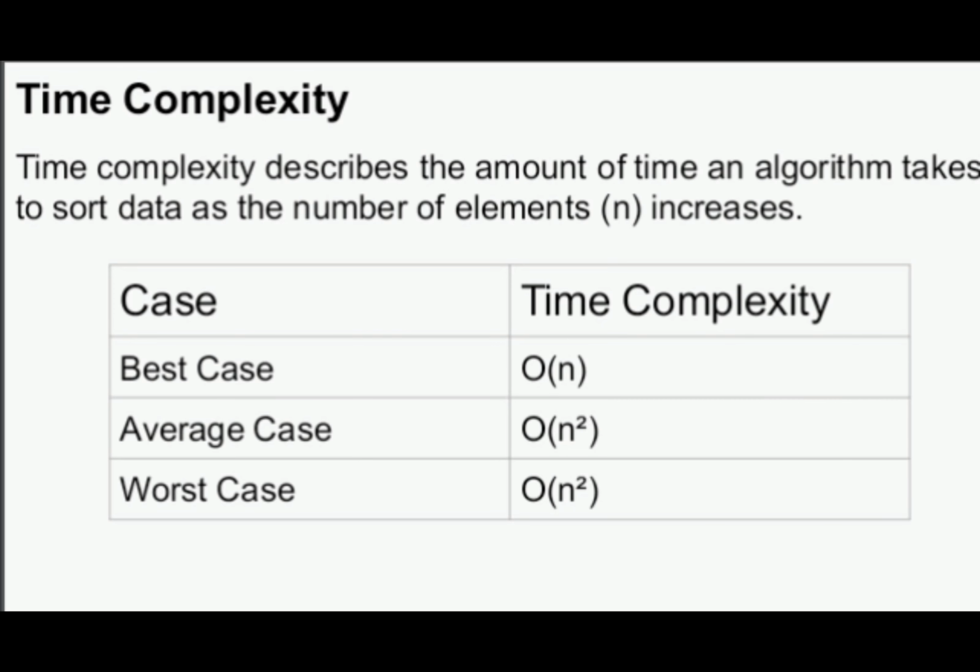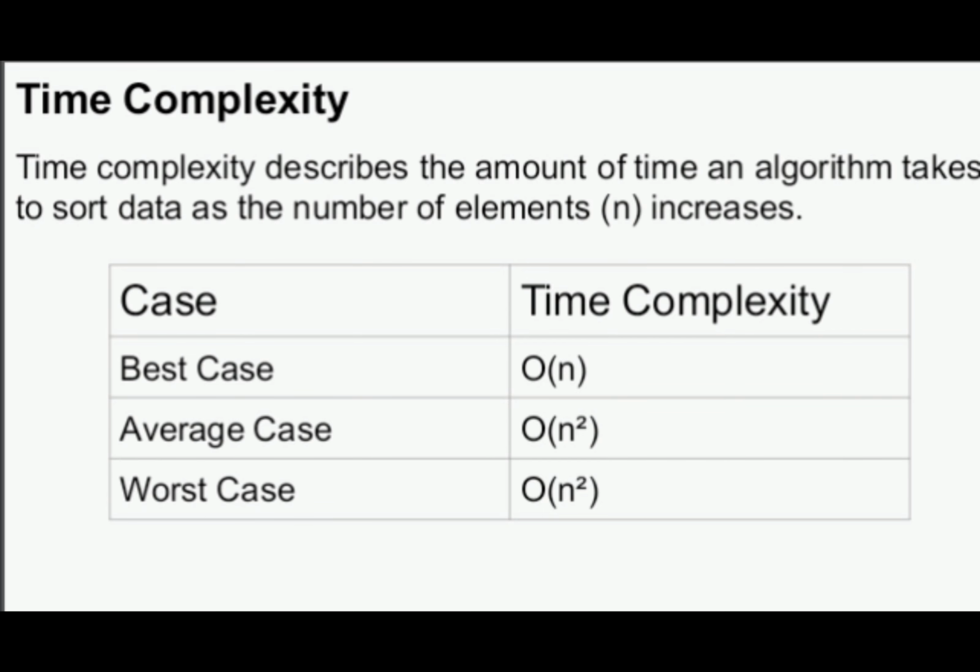Time complexity. Time complexity is the amount of time an algorithm takes to complete its work as the number of elements increases. It helps us measure the efficiency of a sorting algorithm. In odd even sort, the time complexity depends on the arrangement of elements in the array: best case, average case, worst case.